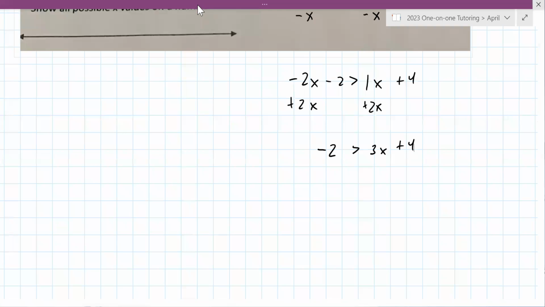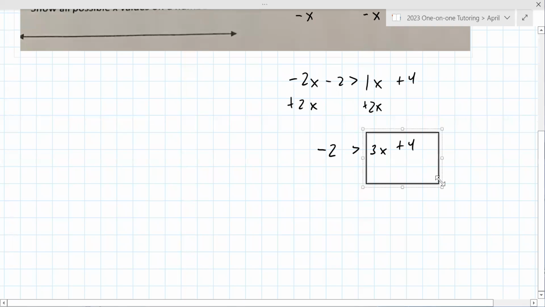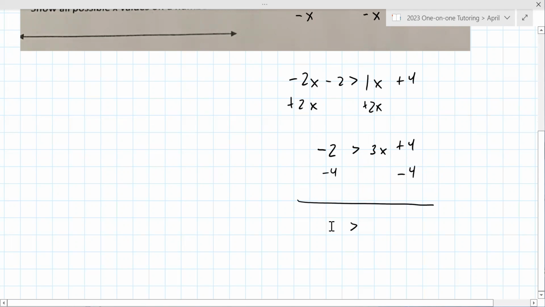Okay. Now your focus is on the side with the variable. So you got multiplication by 3, addition by 4. Which do you undo first? Addition. So we're going to undo that with subtraction, subtract 4 from both sides. What does the left side become over here? It becomes negative 6. Okay. And how do you undo this 3 in front of the x? You divide it. Good. So we have negative 2 greater than x.